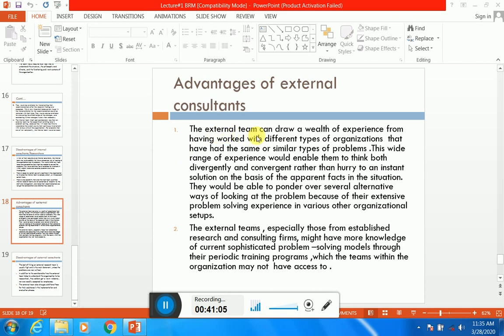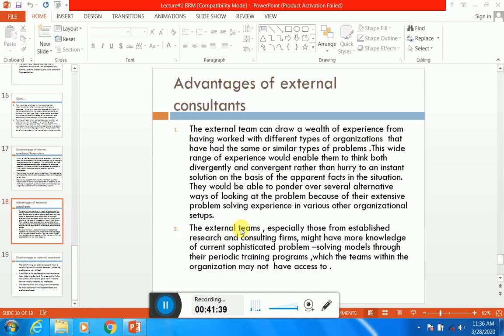Number one, the external team can draw a wealth of experience from having worked with different types of organizations. Because those external consultants have definitely worked with other external organizations, so they have a bunch of experiences. They can utilize their different experiences for the organization. It means that they have a variety of knowledge. They can proceed with your research in a very systematic manner.